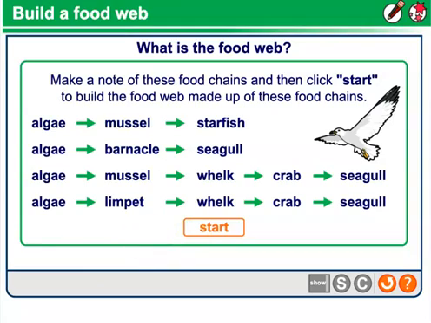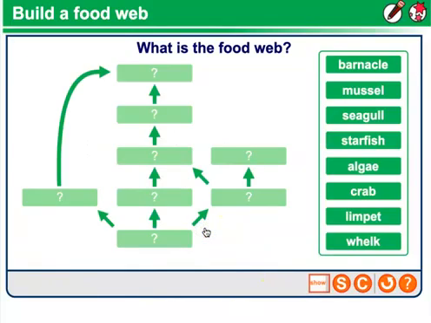So looking at each of these food chains, we are going to attempt building our own food web. Notice we have algae, mussels, starfish; algae, barnacle, seagull; algae, mussel, whelk, crab, and seagull; and finally algae, limpet, whelk, crab, and seagull. So let's start and see if we can put this together. Well, we definitely noticed that algae started each of those. So our producer is the algae.